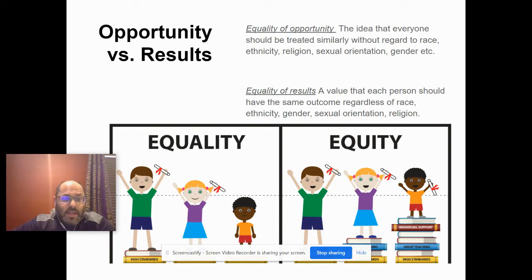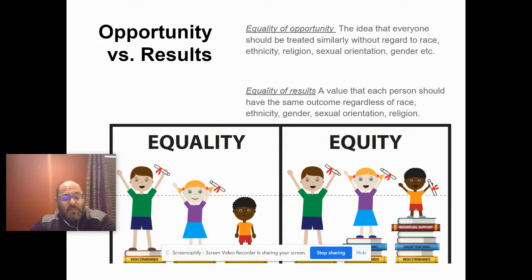So, equality of opportunity and equality of results. Equality of opportunity is the idea that everyone gets treated exactly the same, no matter what their race, ethnicity, sexual orientation, or gender expression is. Equality of results is different. What equality of results means is that every person should have the same exact outcome, and that we should do things to help assist people who cannot do well without certain modifications.